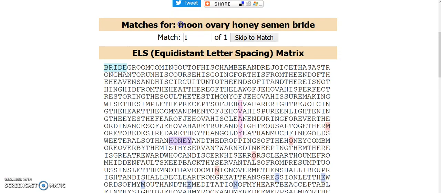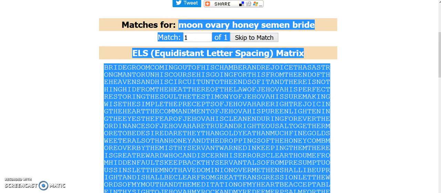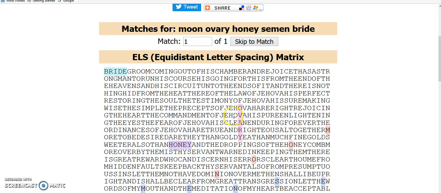Okay, and this was the new table that I did to try to confirm that the moon represents the ovary, so I had put moon, ovary, honey, semen, and bride. And as I said in my last video, it's interesting that you have the word ova and the word Jehovah crossing through the word ovary, and ova is another term for ovary.